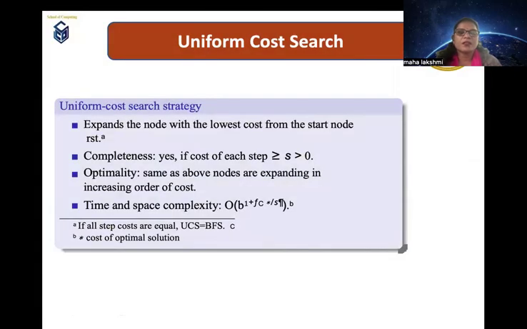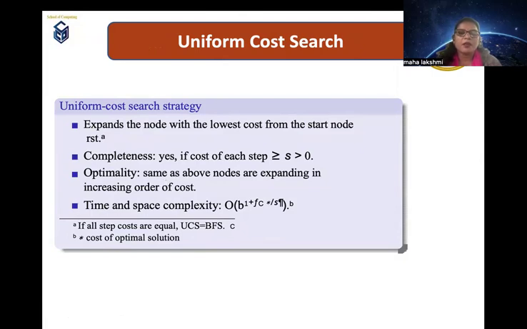The steps involved in the uniform cost search algorithm are to expand the nodes with the lowest cost from the start node. Completeness: yes, it is complete if the cost of each step is greater than or equal to 0. There should not be any negative cost. Optimality: same as above, nodes are expanded in increasing order of cost.